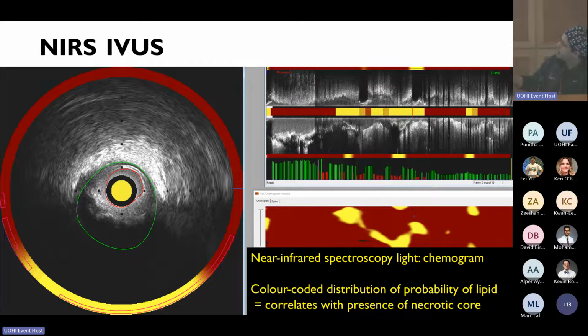That's the same vessel, the same spot, but I've now turned on the chemogram. And here you can see that that is where the necrotic core is. And you can see the longitudinal view of where the necrotic core is in the vessel. That can give you an idea of where to land your stent to avoid landing in lipid, because if you leave your stent landing in lipid, those stents tend to fail a bit earlier. And this is what NIRS IVUS tends to look like. This is something that's available on the front line right now in the cath lab.